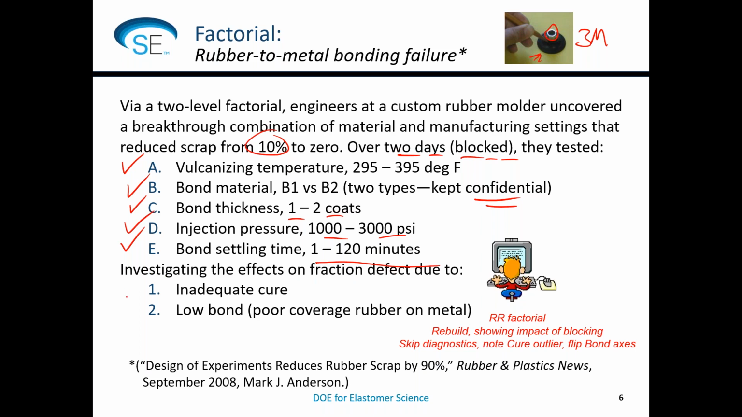For responses, and you can do many responses, the focus was on 2 main ones: whether they were getting inadequate cure, if that was the cause of the fraction defective, or if the problem of the defects was due to the low bond, which was poor coverage of rubber on the metal. And this was published in Rubber and Plastic News in 2008. I wrote this up as a case study, and it's available on our website. If you're interested, contact me and I can send you the link.